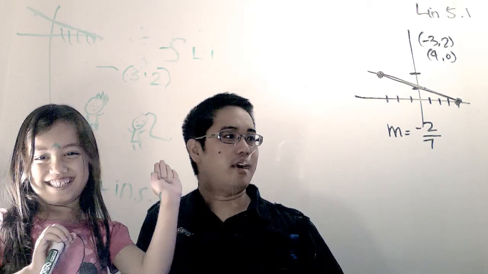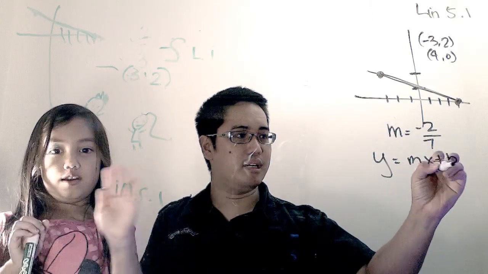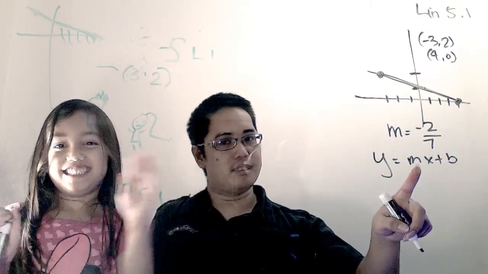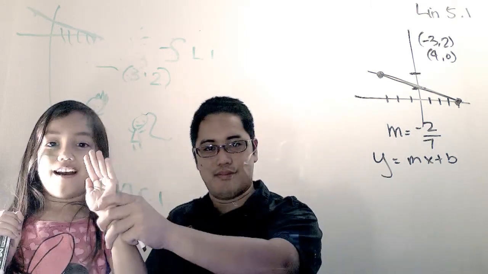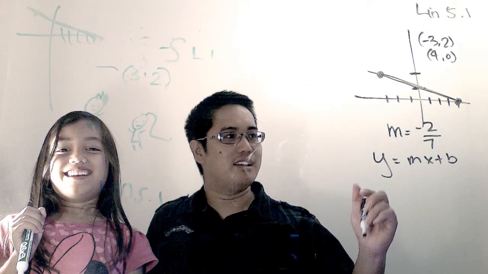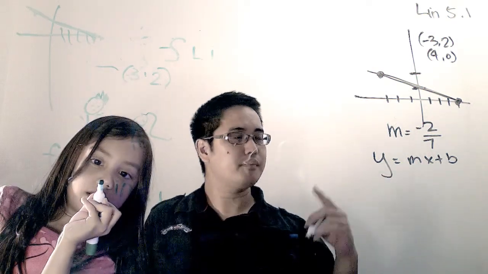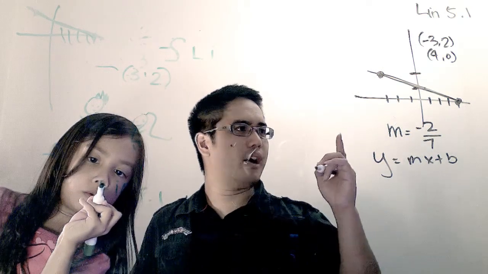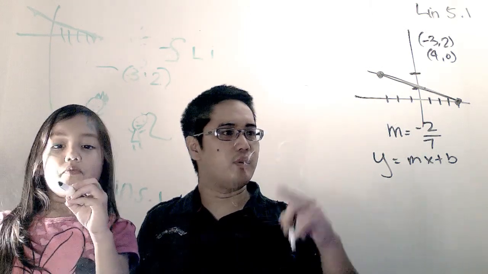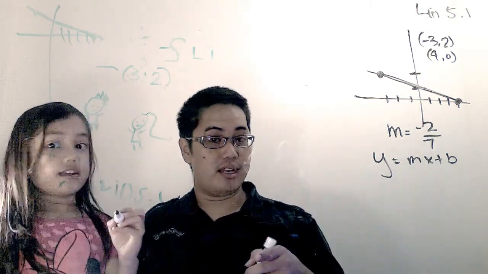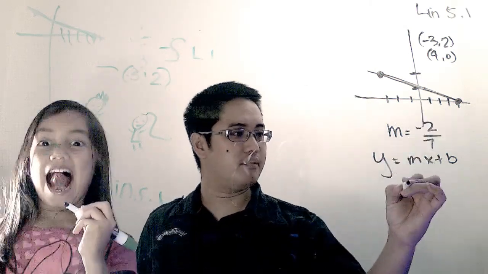I've got my y equals mx plus b, and I don't know what b is, I know what m is. Now here's the thing, I could choose one of these points to figure out what b is. If I choose an x, and I know what the y value is, and I know that it exists on that line, then I can figure out what b is. Here's what I mean. m is -2/7, right?